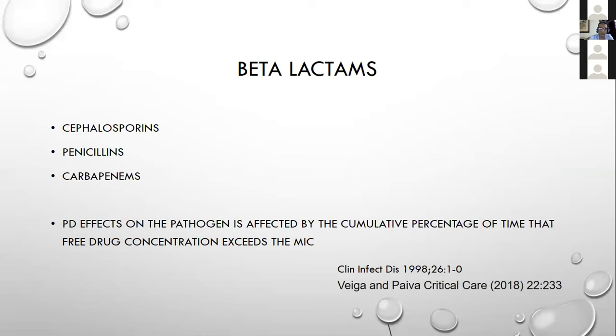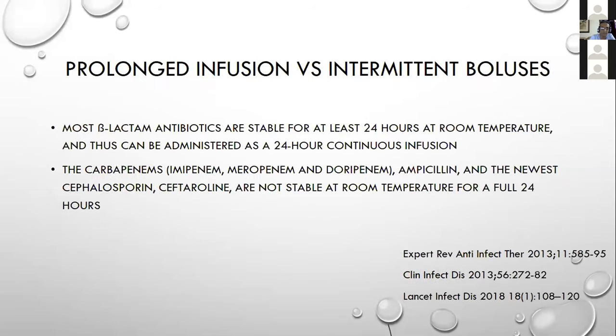And for cephalosporins, it's supposed to be 60 to 70%. Penicillin is supposed to be 50% above the MIC, and carbapenems 40% for a bactericidal effect. If it's bacteriostatic, again, I allude to it, it's 40, 30, and 20 respectively.